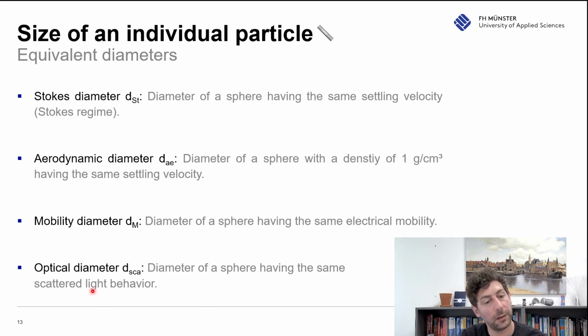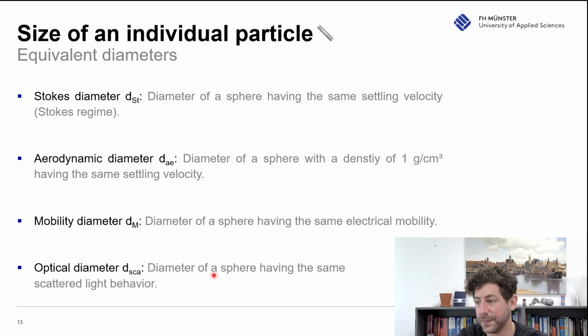And at the end, very important, the optical diameter. The optical diameter is a sphere having the same scattered light behavior. This is a very often used measurement technique to determine the size of small particles. So I have a light, and the light is scattered by my particle, and there will be a sphere having the same scattering behavior, and this is my optical diameter.